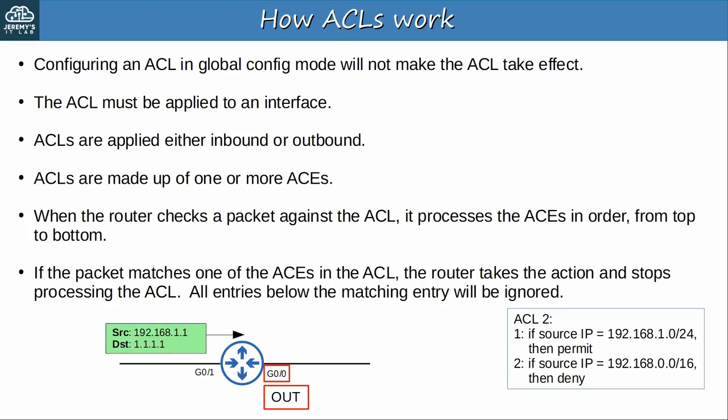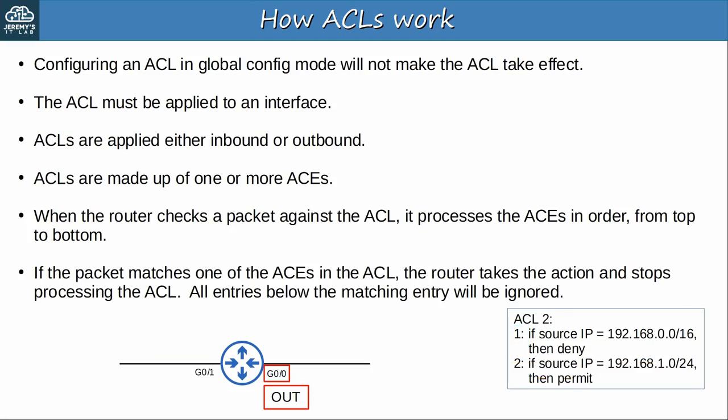If a packet with a source IP of 192.168.1.1 arrives on G01, before forwarding the packet out of G00, the router will check it against the ACL. The source is 192.168.1.1, which matches the first entry, so the router will forward the packet as normal. This second entry will simply be ignored.